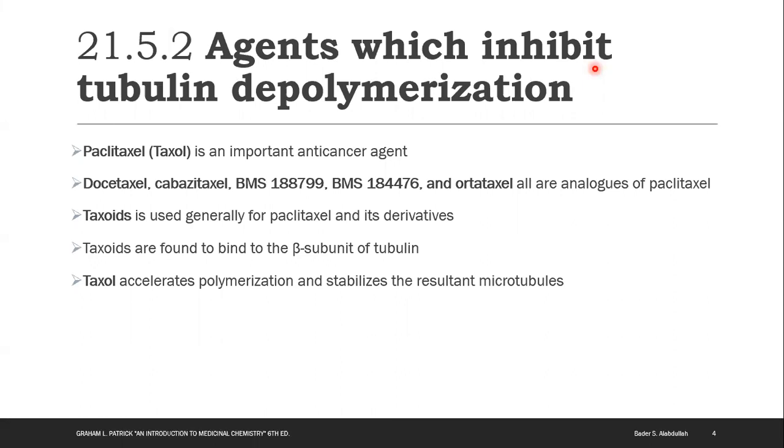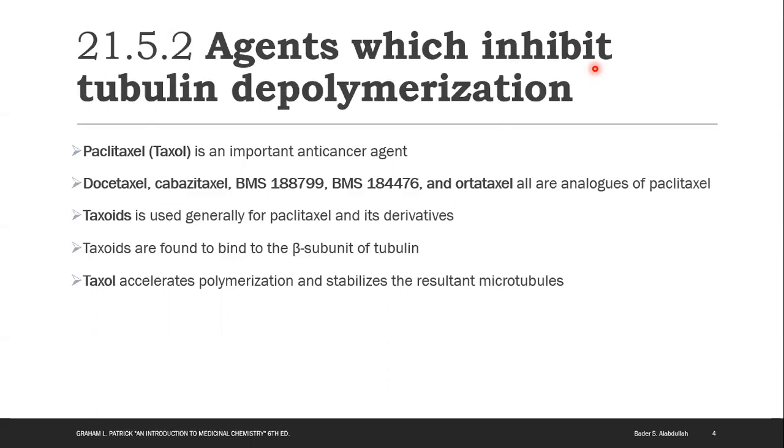Other analogs of paclitaxel like docetaxel, cabazitaxel, the BMS 188799, the BMS 184476, and ortataxel, which are all analogs of paclitaxel. The term taxoids is used generally for paclitaxel and its derivatives. Paclitaxel is a natural product that was isolated from trees.